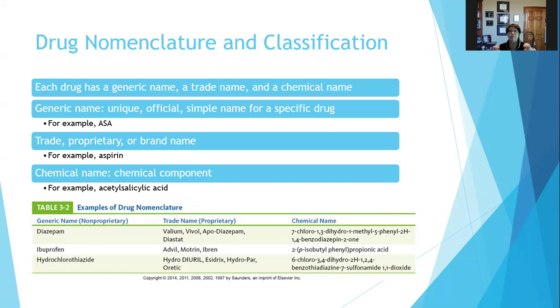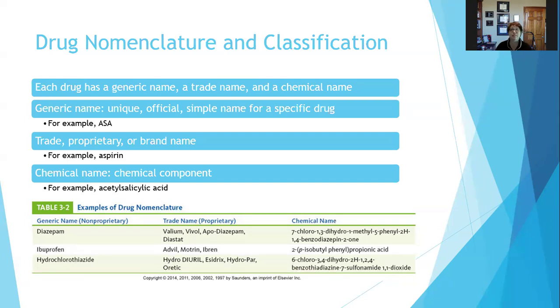You might have a brand name, like Bayer aspirin, or other brands of aspirin, St. Joseph's aspirin. I couldn't think of another brand for a second. The chemical name is the chemical component of the drug. And for aspirin, it's easy. It's acetylsalicylic acid. For some of the other ones, those chemical names, holy cow, those are long. I'm not going to read them out to you.